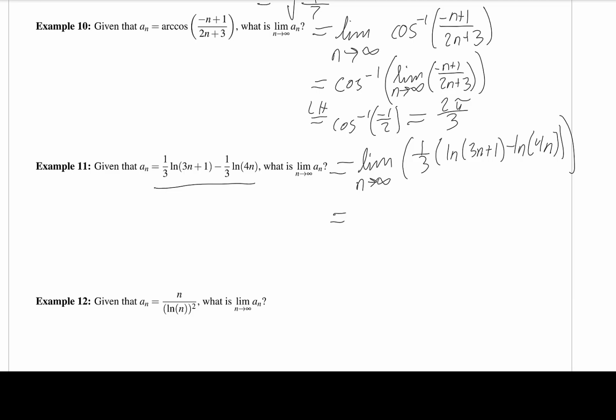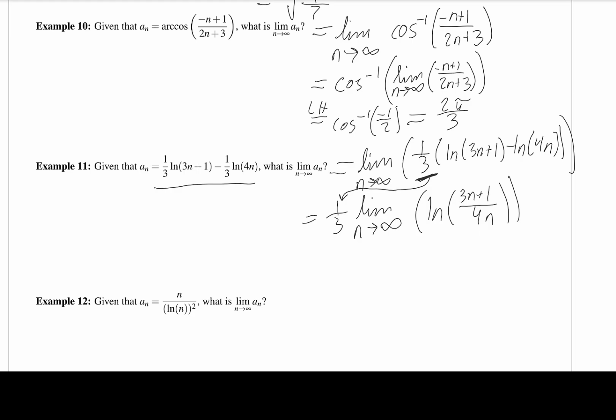The next thing I'm going to do is use our log rules to rewrite this. Also, before I do that, I want to note that when we have a constant being multiplied by everything inside our limit, we can bring that constant outside our limit. So this is 1/3 times the limit as n goes to infinity. Now I use my natural log rules to rewrite this as 3n plus 1 over 4n.